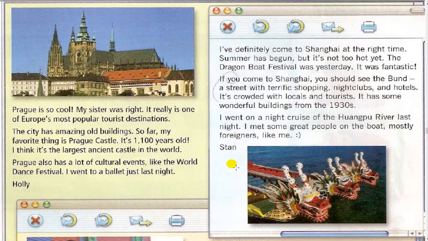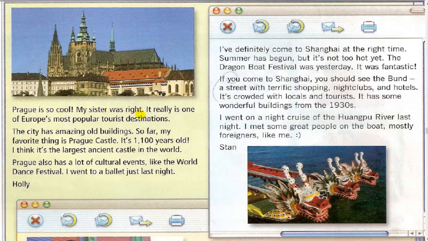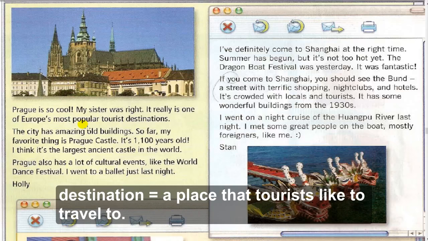In these emails, number one, what do you see? An old building, a historical place, a castle, Prague. Prague is so cool, wonderful. My sister was right. It really is one of Europe's most popular tourist destinations. Popular, famous. Destinations, places you like to go to. Places tourists like to travel to.